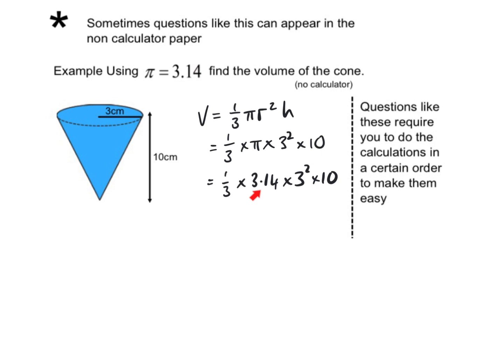A third of 3.14, if you actually tried to type that into a calculator just to see what it looks like, it's not going to come out very nice. It's going to be a lot of decimals involved as well. But 3 squared is 9. So let's just do these step by step.